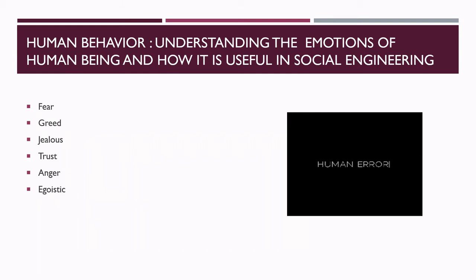Here are some emotions of human beings and how useful they are in social engineering. There are so many emotions, but we can see here some: fear, greed, jealousy. Some people are very jealous.